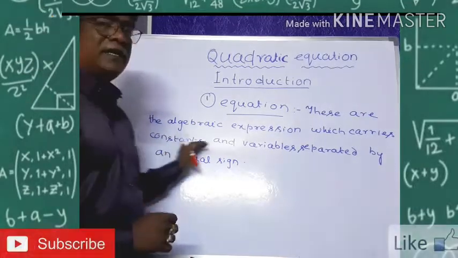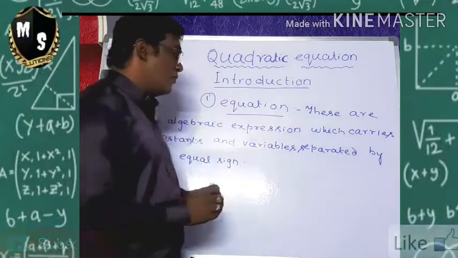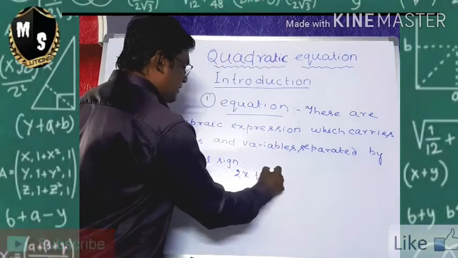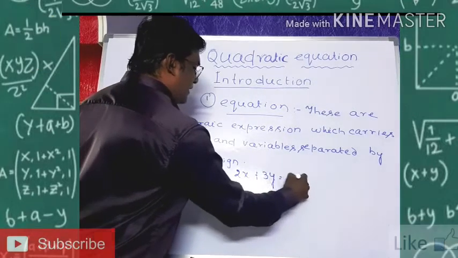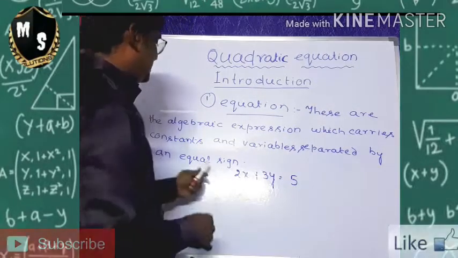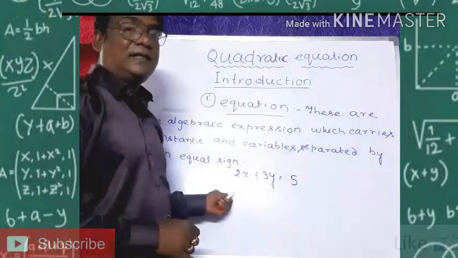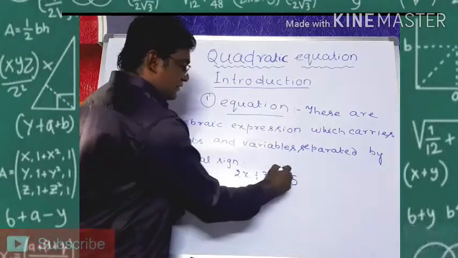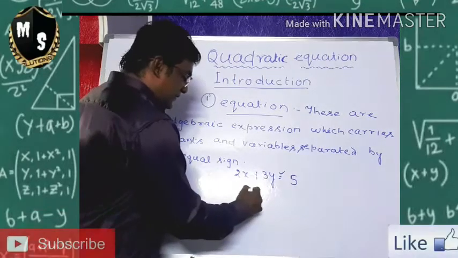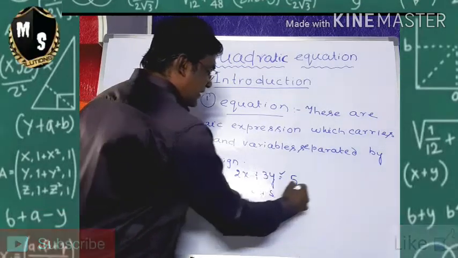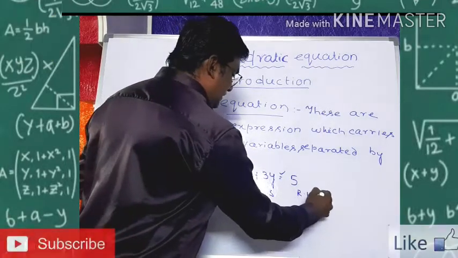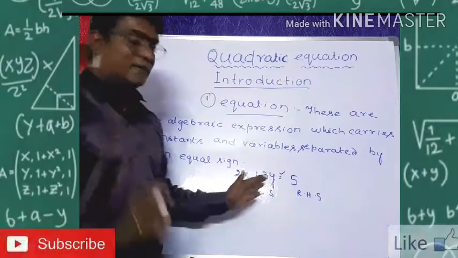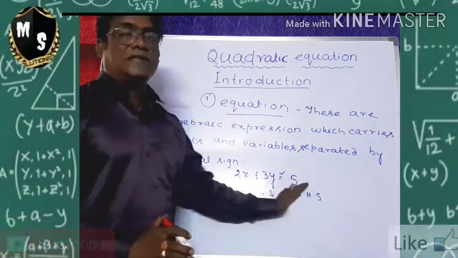So I am explaining it through an example. See now how the example is. I am giving you, see, 2x plus 3y is equal to 5. I am writing 1. So look at this. This is an algebraic expression which is separated by an equal sign. Here it is the equal sign. So there is an LHS, left hand side, and there is an RHS, right hand side. So equations are always separated by an equal sign. That means they are balanced on both sides.